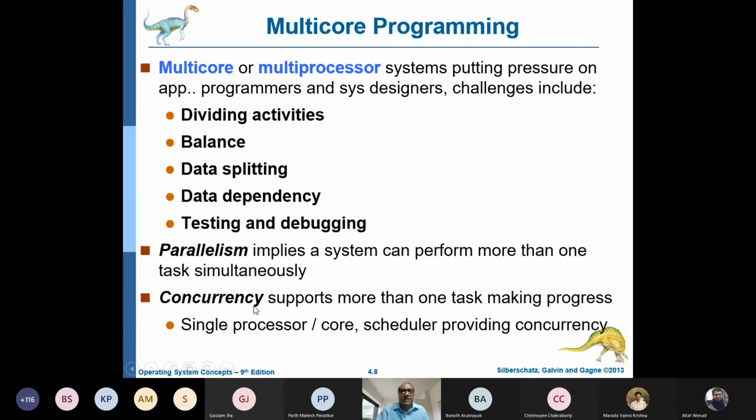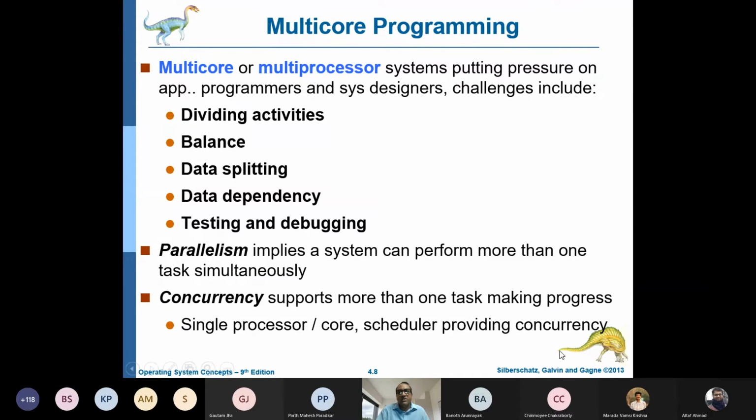Whereas concurrency means supporting more than one task. Earlier, systems were only single-processor systems, but we still supported multiple tasks or programs. How? By using the CPU scheduler. Using the scheduler, we provide the CPU to multiple programs in a very systematic, scheduled way, so that all programs can show progress at a certain point in time. That concept is known as concurrency.